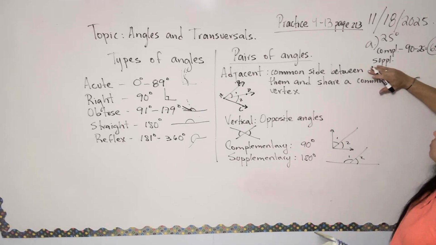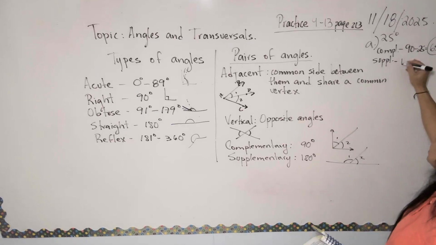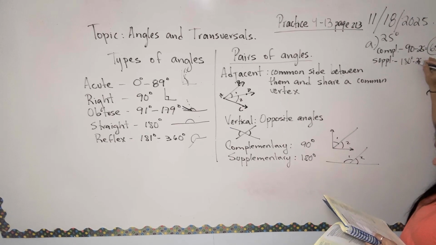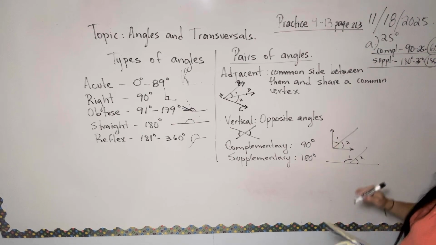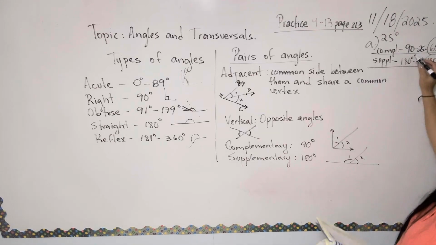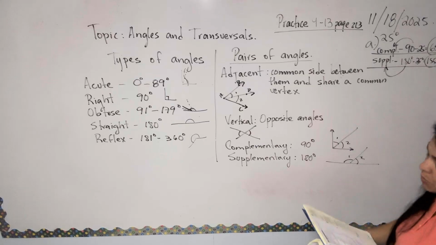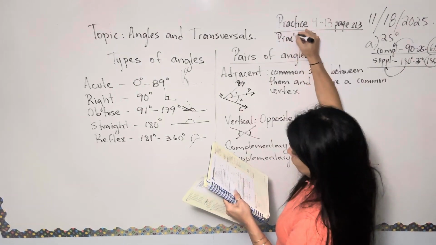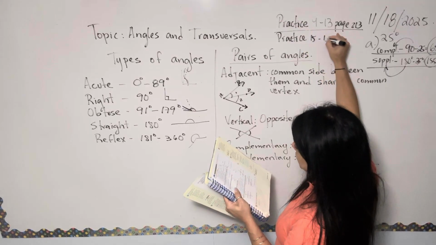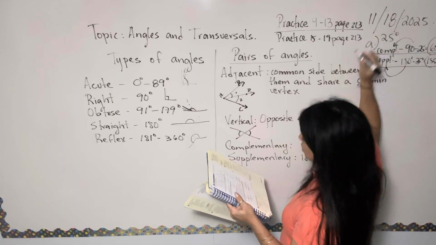Let's do the same with the supplementary. Now we are not going to subtract with 90, we are going to subtract with 180. So 180 minus 25, that is 155 degrees. So this is my complementary and this is my supplementary angle, okay? So we subtract by 90 when it is complementary, we subtract by 180 when we are talking about supplementary, and that's what you have to do from 15 to 19, okay? It's from the same page, 213.